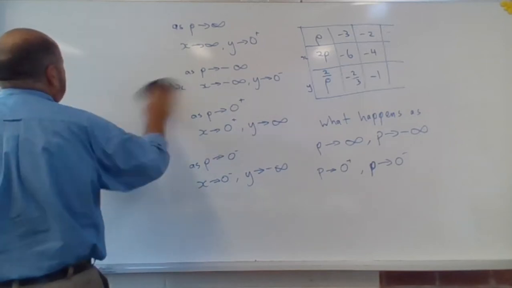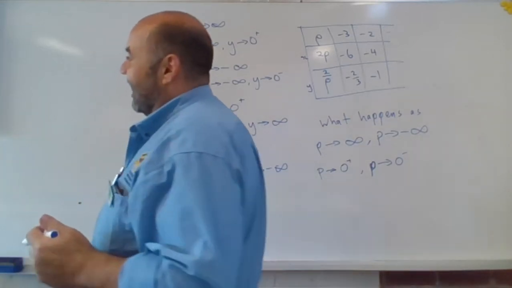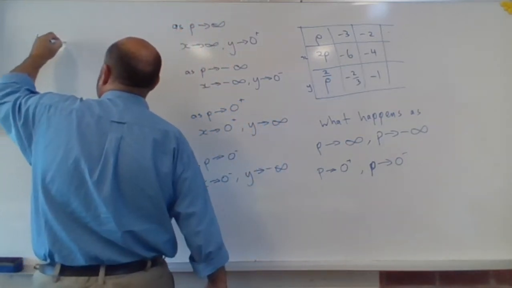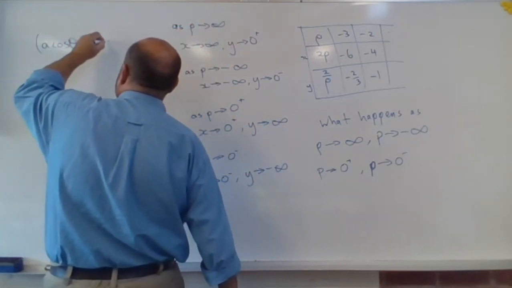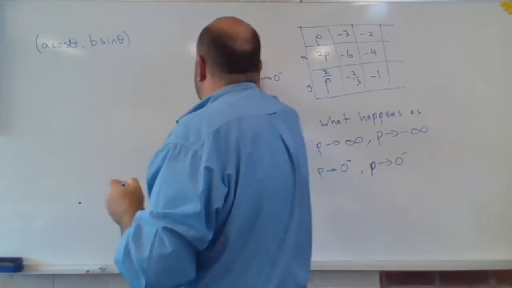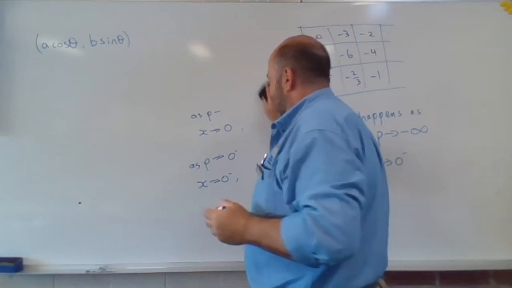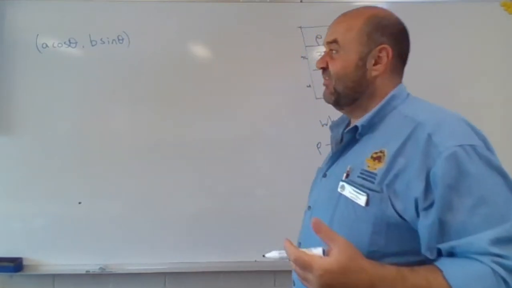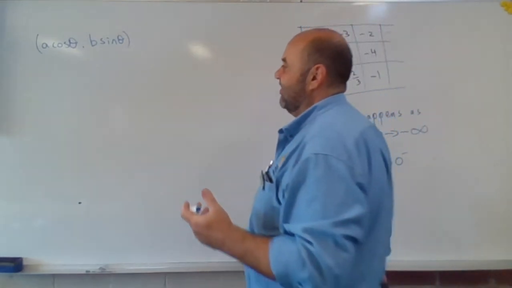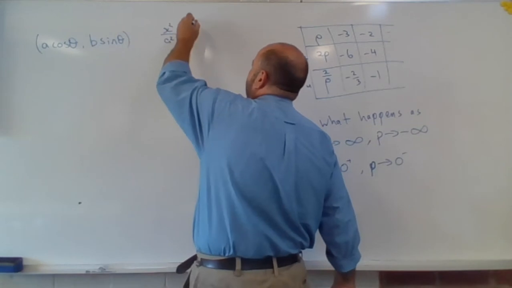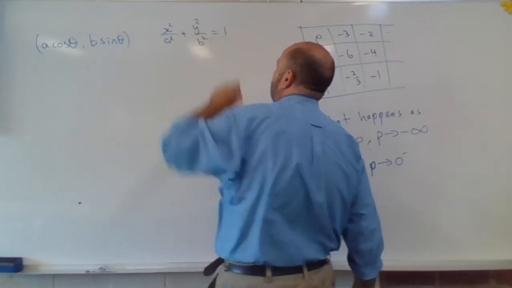It gives us a cos theta, b sin theta. And it wants us to show that that's on an ellipse. And then, so we don't have to stress ourselves out and wonder what the equation of an ellipse is, they tell us the equation of the ellipse is x squared on a squared plus y squared on b squared equals 1.